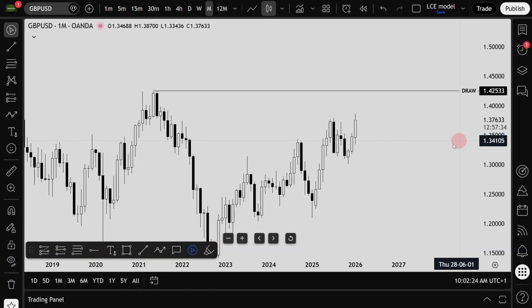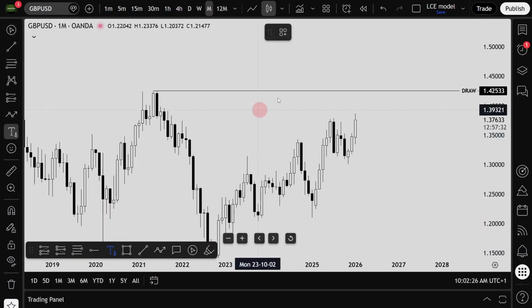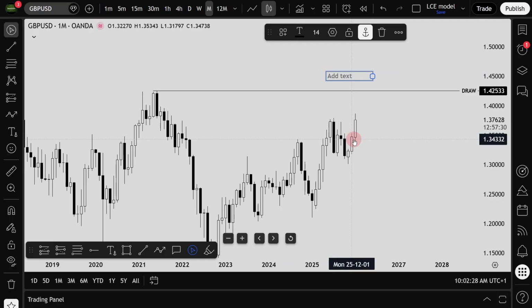You want to first, on the monthly time frame, check for fair value gaps and swing points.